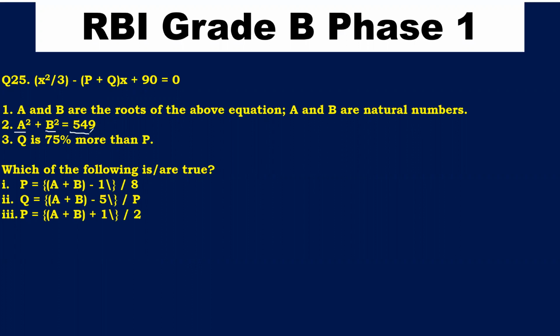A and B are natural numbers. A square plus B square is 549. So first of all, we can figure out A square and B square. If we just try the values of A and B here, 18 square plus 15 square will be equal to 549. So A is 18, B will be 15. These are the roots. If these are the roots, their product should be C upon A. C is 90, A is 1/3.